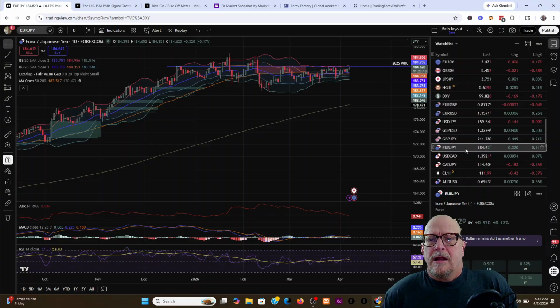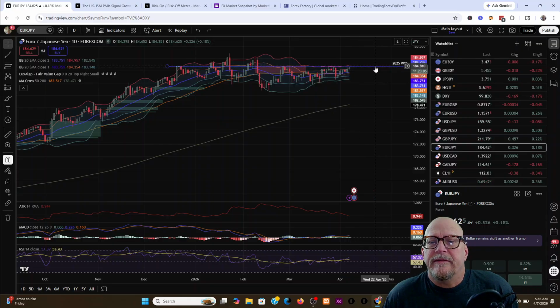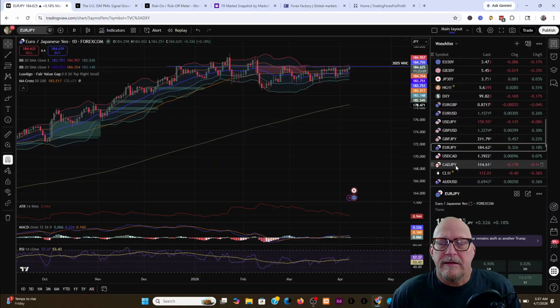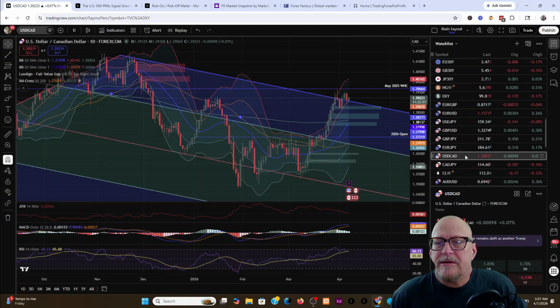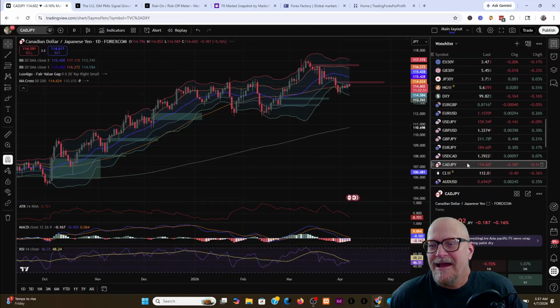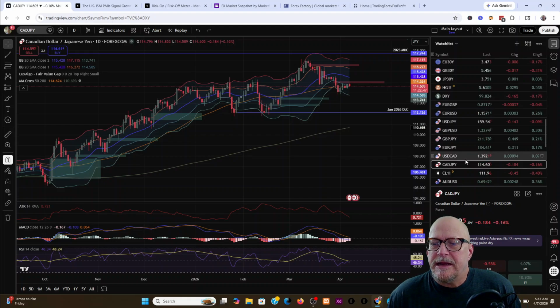All right, the euro versus the pound is starting to perk up a little bit. Not enough to write home about yet, but we're looking at getting over the 2025 weekly high close right there before it starts getting into a full breakout type area. The dollar versus the CAD right here is kind of hanging out. I don't have much more to talk about on the dollar versus the CAD.